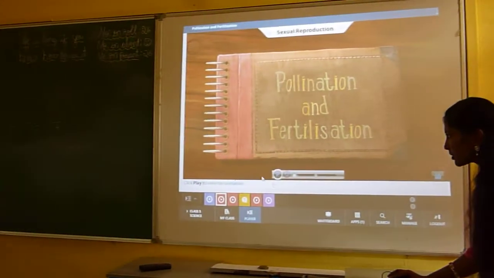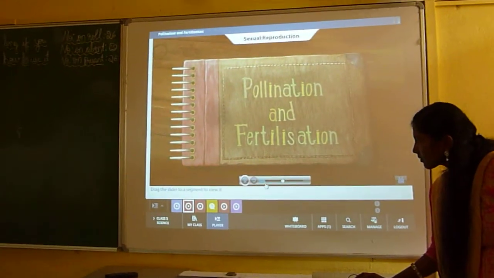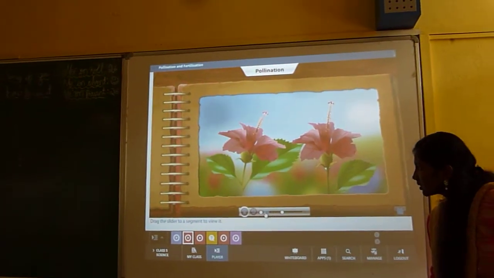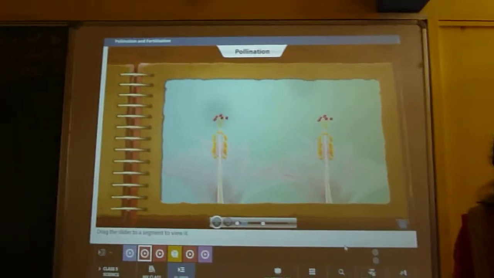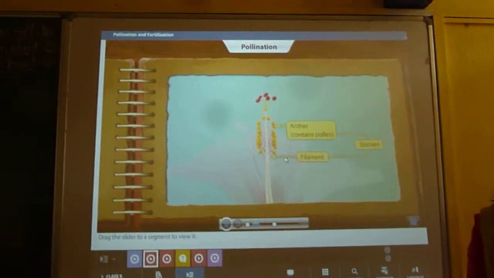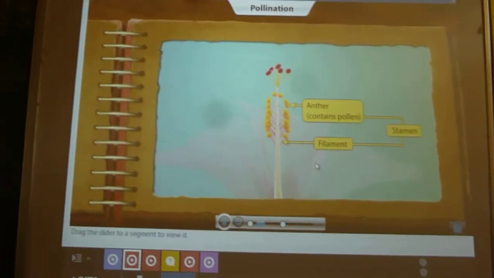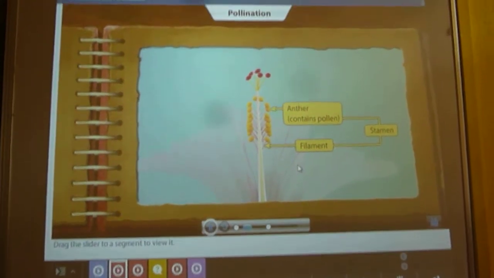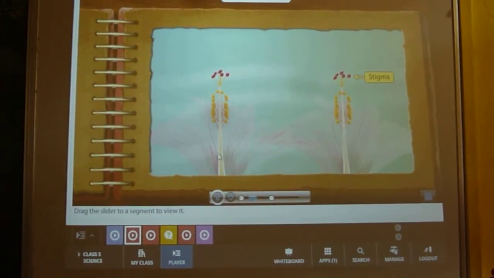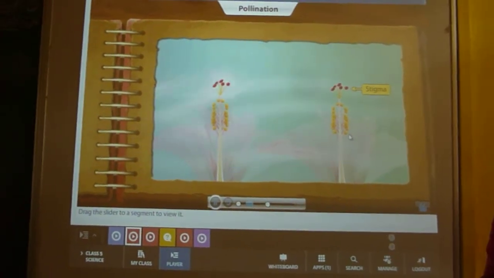Yes. Now you can observe here. Pollination is the first step in sexual reproduction. So it is the first step in sexual reproduction. Pollination occurs when grains of pollen containing the male gamete are transferred from the anther of a flower to the stigma, from where they begin their journey toward the ovary.